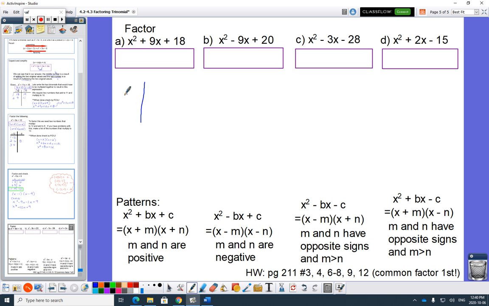So here, we're going to multiply to 18 and add to 9. So again, you might see in your head, oh, it's obviously not going to be 1 and 18, but if you like to have an idea where you go through the same thing every single time, start at 1. 1 and 18 is 19, that doesn't work. 2 and 9 is 11, that doesn't work. 3 times 6 is 18. What's 3 plus 6? 9.